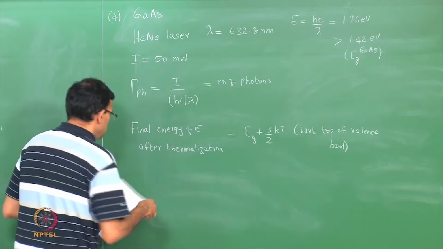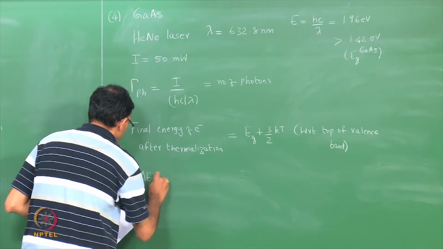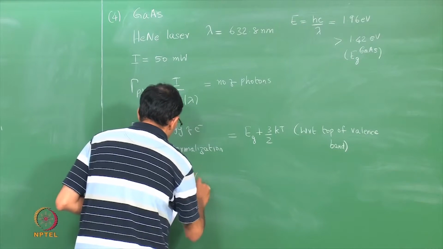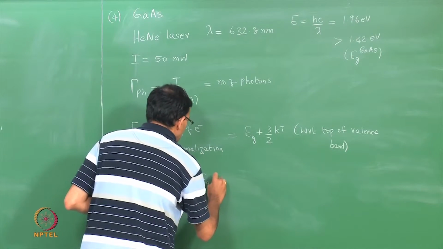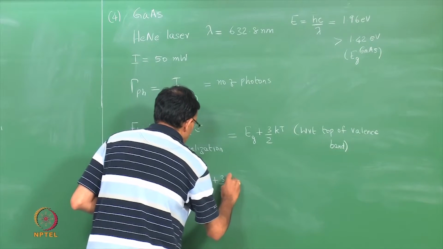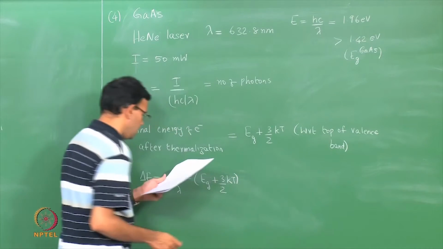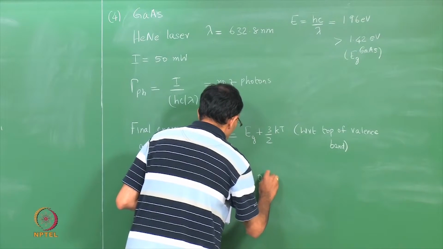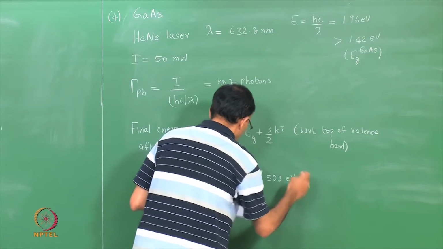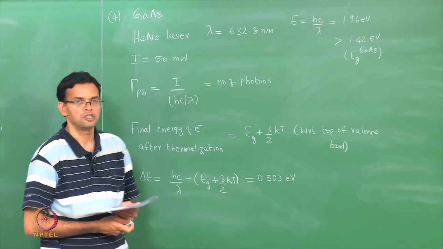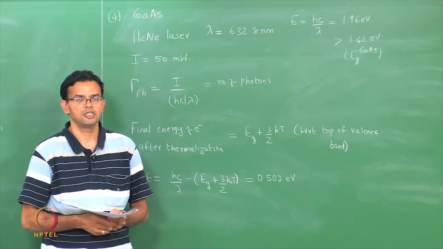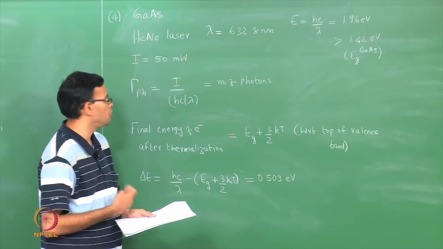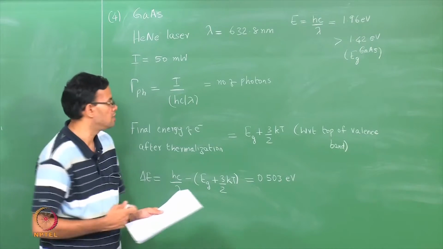So, the total energy lost delta E is nothing but Hc over lambda minus Eg plus 3/2 kT. This energy lost, if you do the numbers, is 0.503 electron volts. So, this energy is lost by every electron that is generated, which is equal to the total number of photons that are incident.